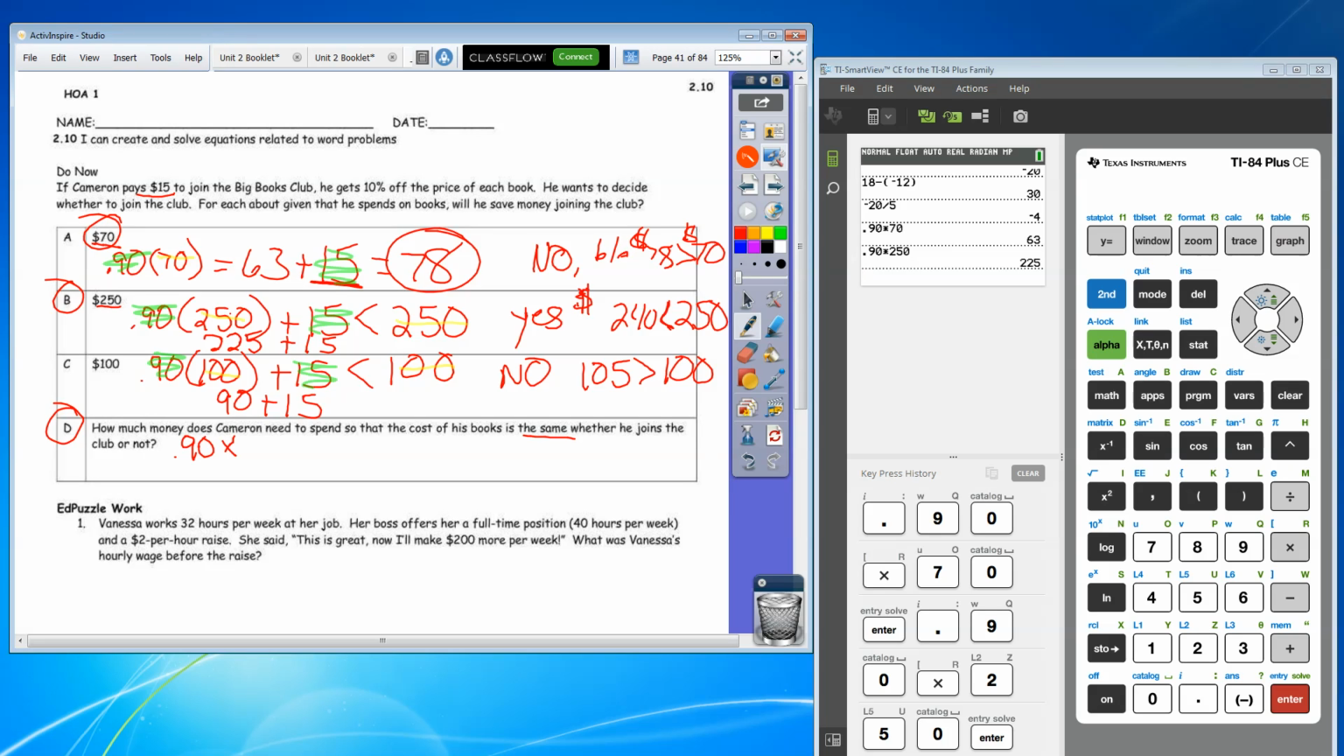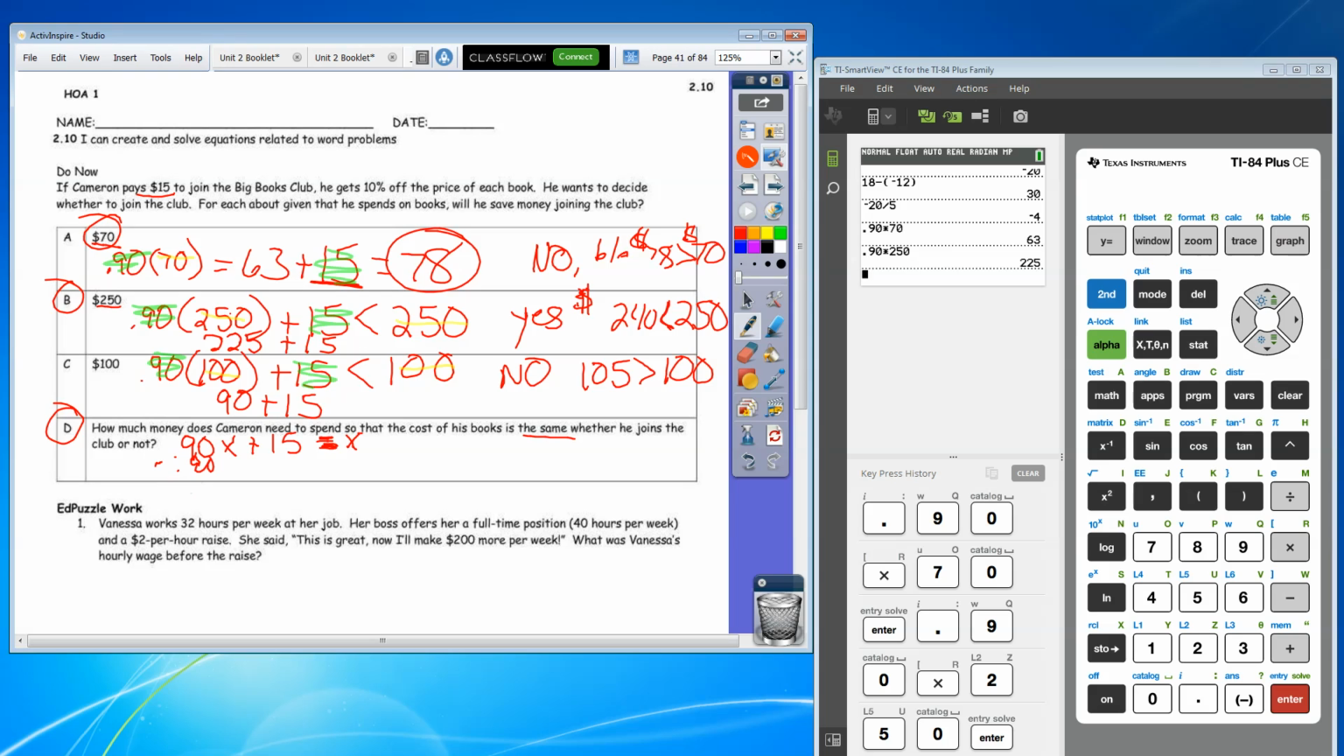I know the fee to join the club always stayed the same, and how much he would have originally spent stayed the same. We wanted to figure out at what point the amount they pay joining the book club will be the same as the amount they pay if they don't join. That's why I chose to make the equal sign here. And then you just go ahead and solve.